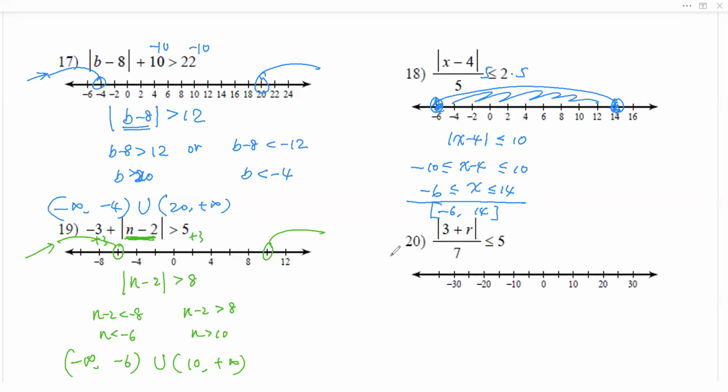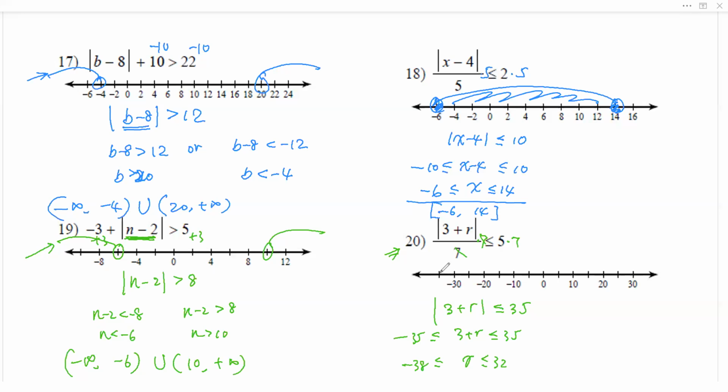All right, let's see number 20, the last one of the homework, I believe. So do the same, both sides times 7. 7 is a positive number, right? It will not change the alligator mouth. So the left will be changed into this, right? So 3 plus r less than 35 and greater than negative 35. And all 3 sides minus 3. So here became 32, here became negative 38, right?